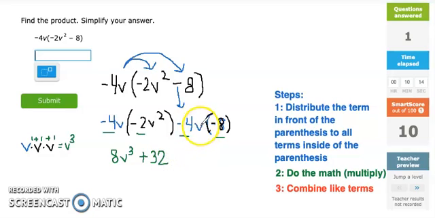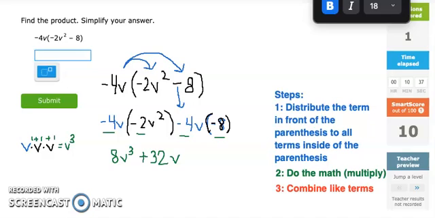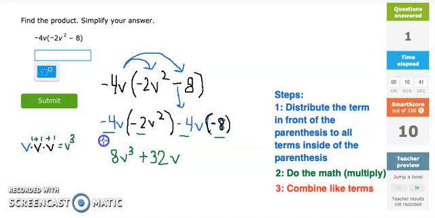And then here I see 1v, but I don't see any v's here, so I can just leave that v like that. Now I'm going to look at step 3, which says to combine like terms, but what I know is that v to the 3rd is not the same as v. They are different terms. They're like apples and oranges, because this has an exponent of 3 and this has an exponent of 1. So therefore, I'm going to leave my answer as it is, and my final answer is 8v to the 3rd plus 32v.